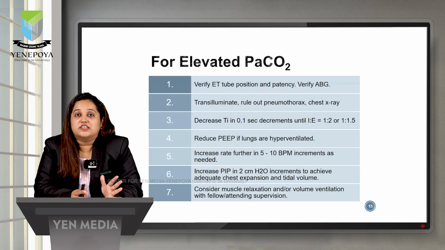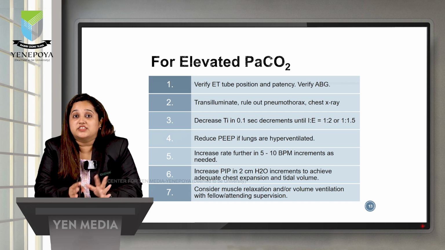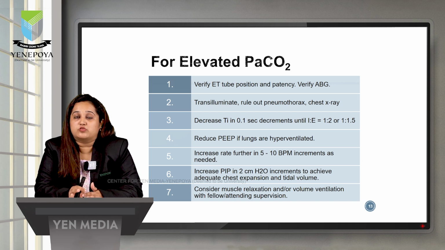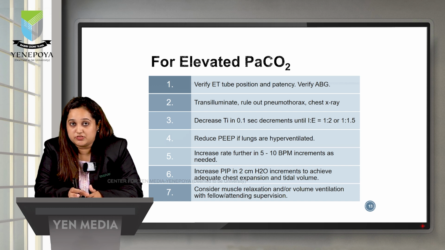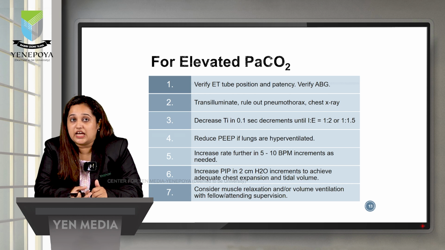So now that we have seen what the modes of ventilation are, what the parameters are and what the settings are that are used for initiating mechanical ventilation, we will look at what problems we face when we are ventilating the baby. So the foremost problem that we would see is elevated PaCO2. Now what needs to be done when you see an elevated PaCO2 in an ABG, or if you see the capnography levels are on the higher side?